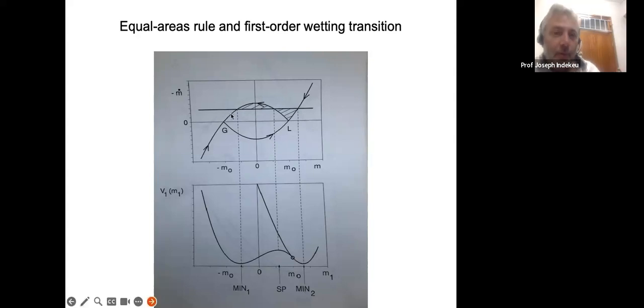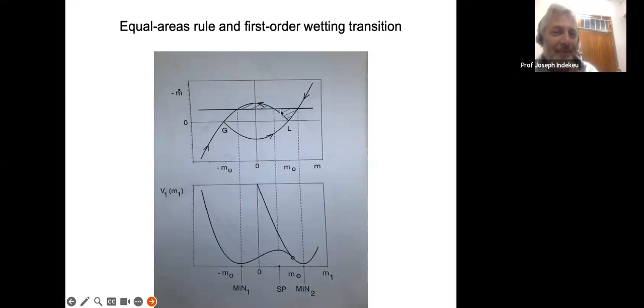And so the exact condition you can work out in your free time, the exact condition for these two minima here below to have equal values of surface free energy, so the condition for those two minima to be equal, is that these two areas are equal in this phase portrait.